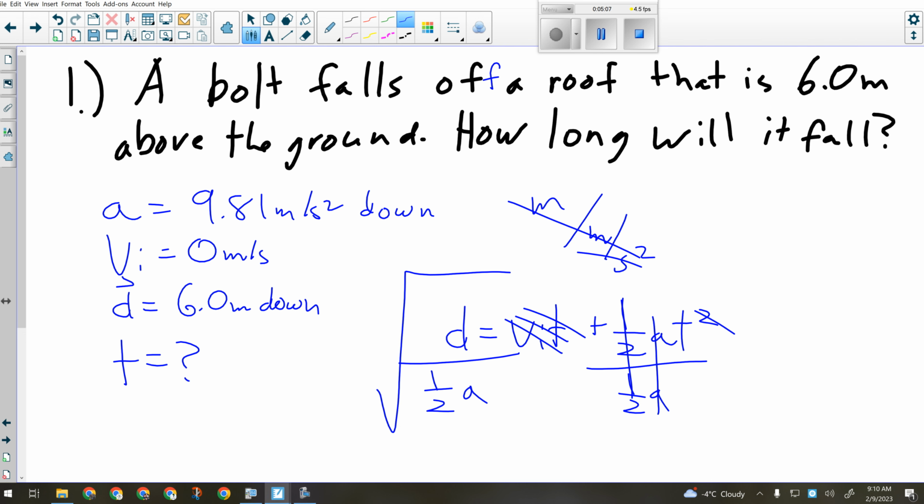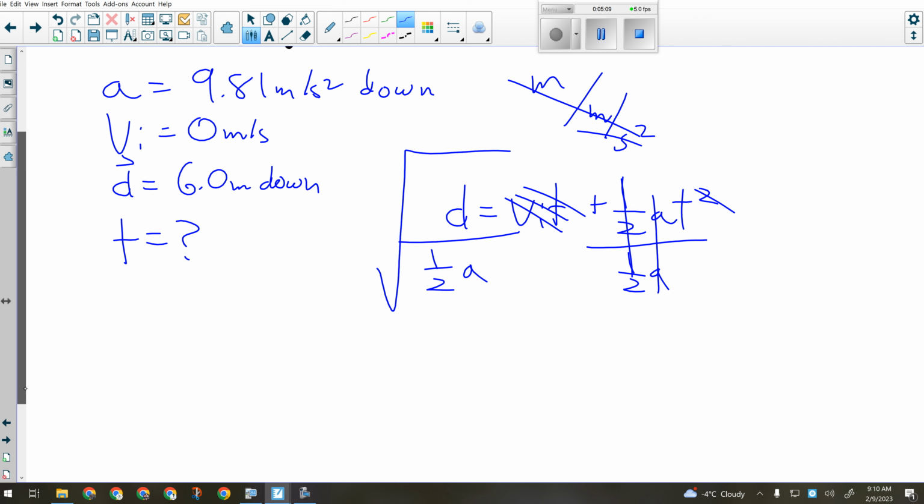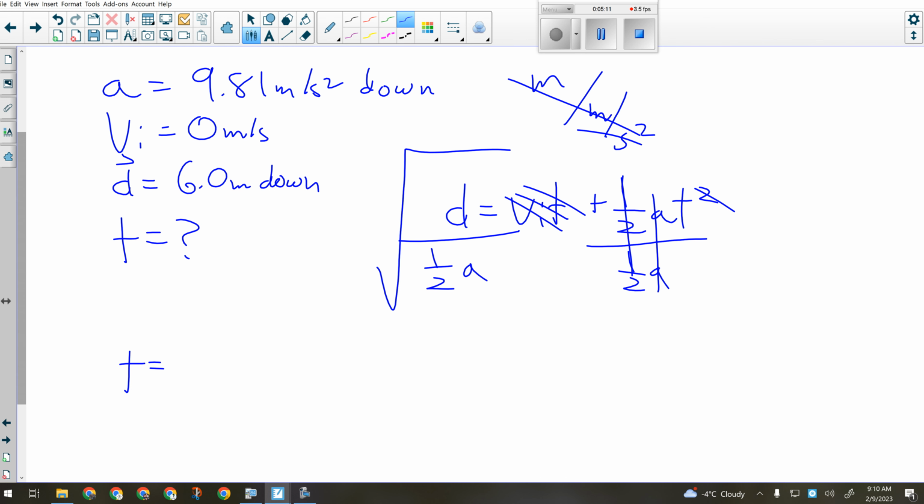All right, so now I've got the right formula. Now I just need to plug in my numbers. So we'll have our 6 divided by 1/2 times 9.81. And I can make both of those negative if I want to, but do I have to? Since they're both down, down can be positive. There's no upward movement here. I don't have to make them negative. But if I do, as long as I make them both negative, I'm good.